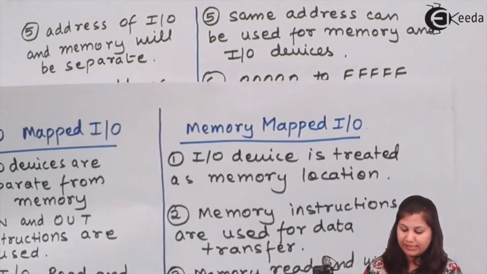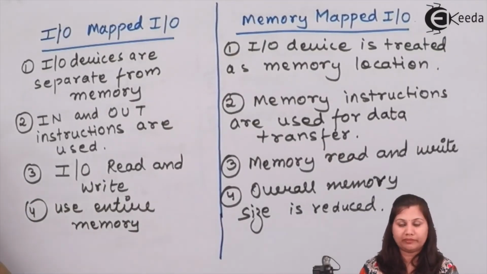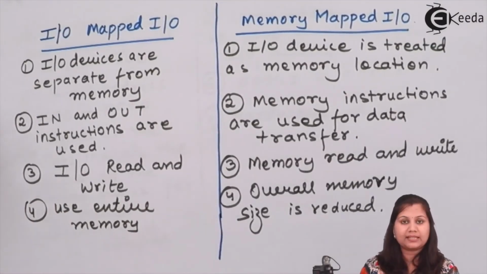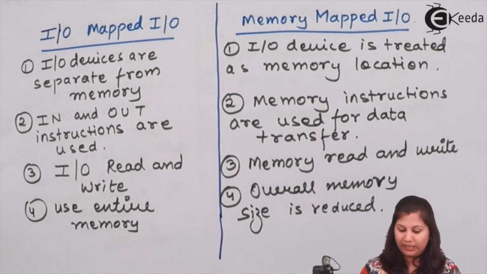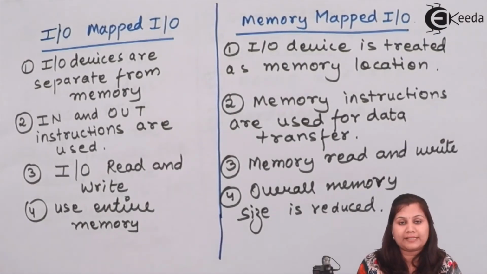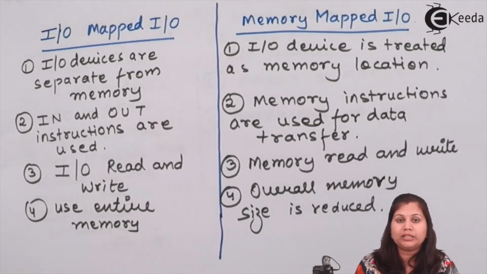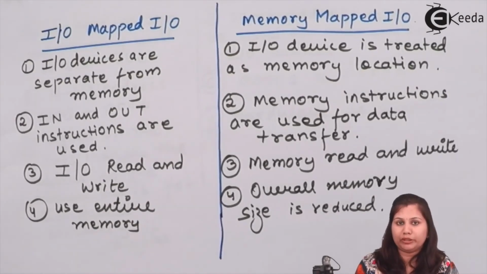So these are the differences between the two types of interfacing techniques for the input output devices. In these two ways, the input output devices can be interfaced with the 8086 microprocessor. So in this video, we studied the interfacing techniques for the input output devices. We studied that there are three ways in which the data can be transferred: program controlled input output, hardware controlled input output, and interrupt controlled input output.